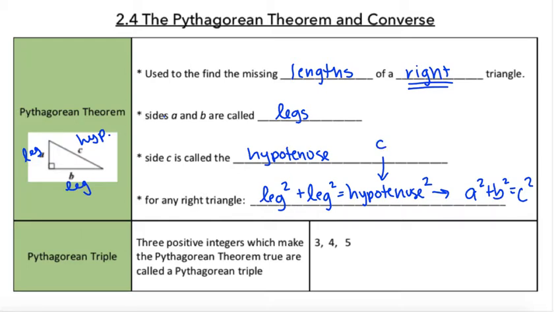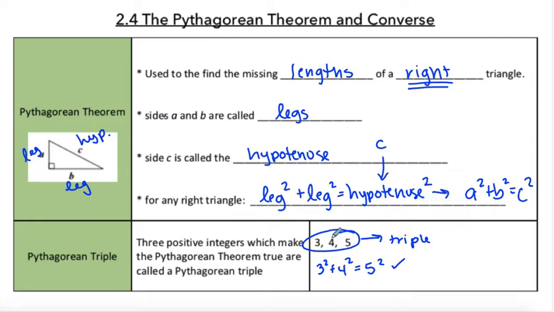One of the things we're going to come across are Pythagorean triples, and these are quick numbers that will work for the Pythagorean theorem every time. A Pythagorean triple is three positive integers which make the Pythagorean theorem true. For instance, 3 squared plus 4 squared equals 5 squared. 9 plus 16 is 25. So this is called a triple.